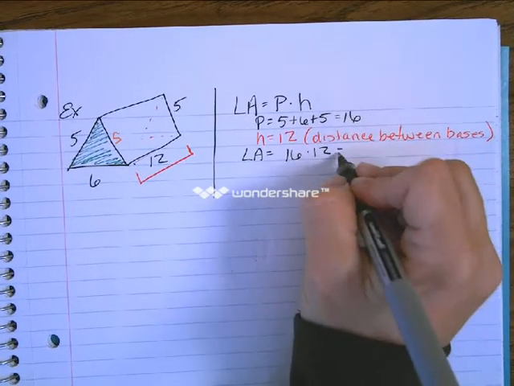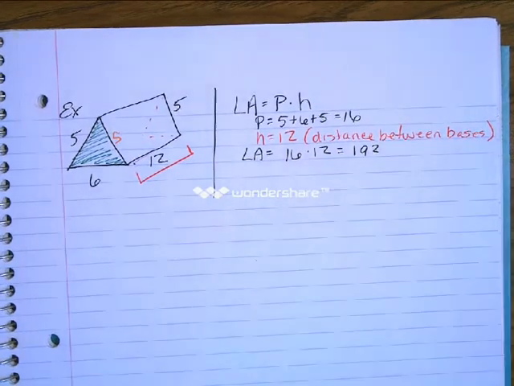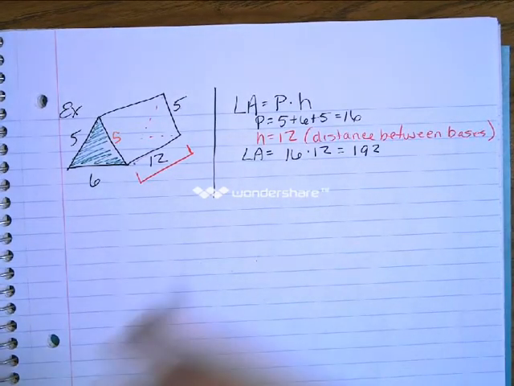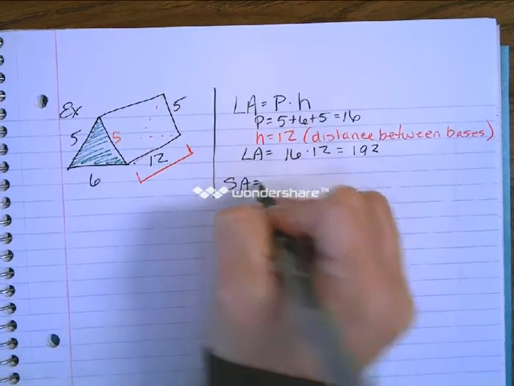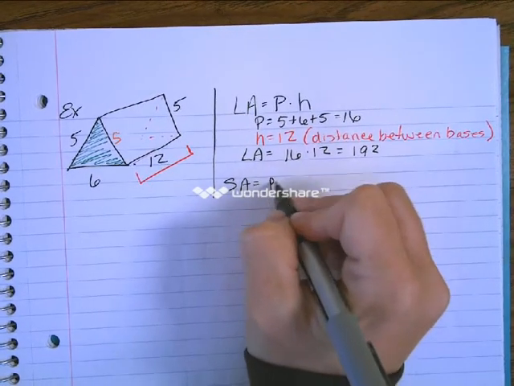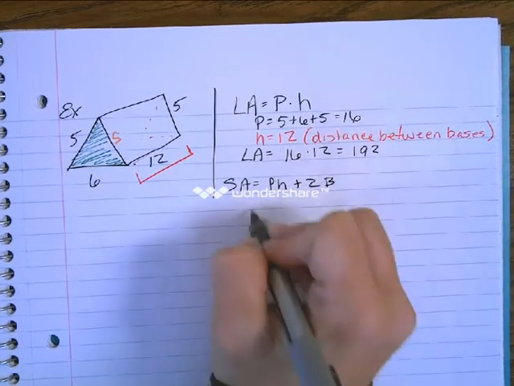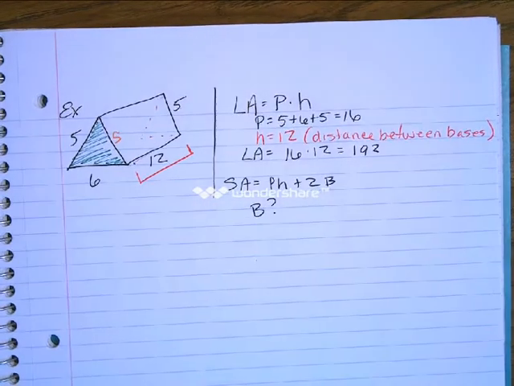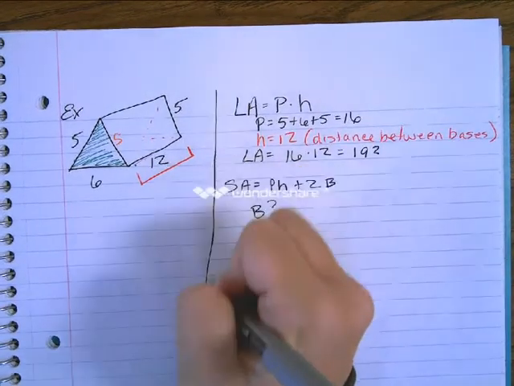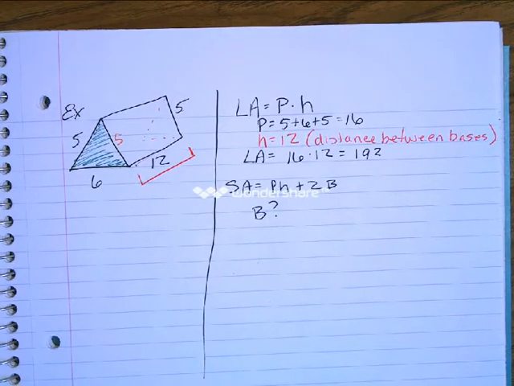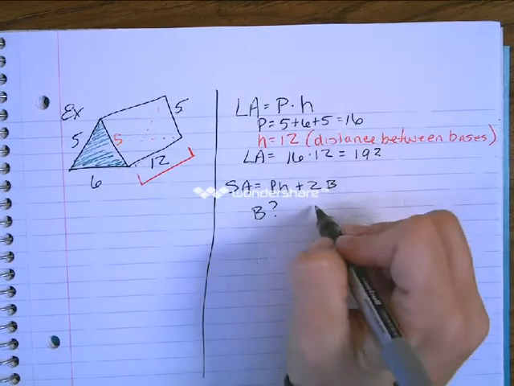Now for surface area, I need to find the area of the base because it's PH plus 2B. I got to be able to find B. Remember, B is not 6 and it's not 12. B is not a number, it's a shape. B is a triangle. We need to figure out the area of this triangle.